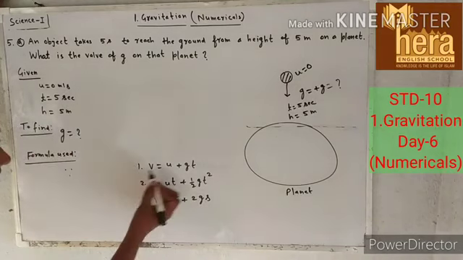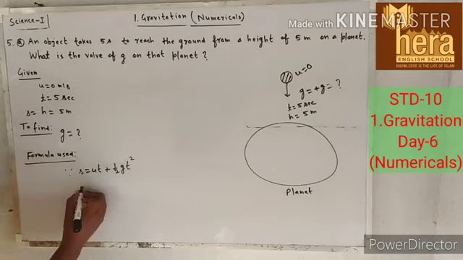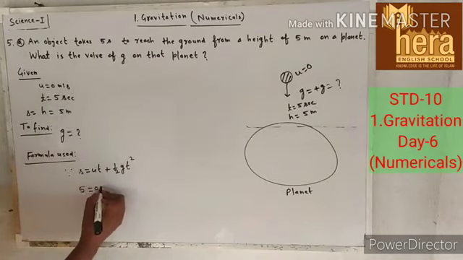Since S is equal to ut plus half gt square, therefore S is equal to 5 meter. So right here S is 5, u is equal to 0, t is equal to 5, plus 1 upon 2 into g. We have to find g.